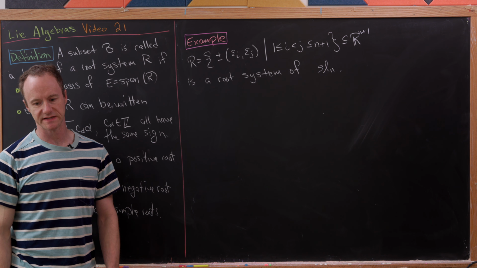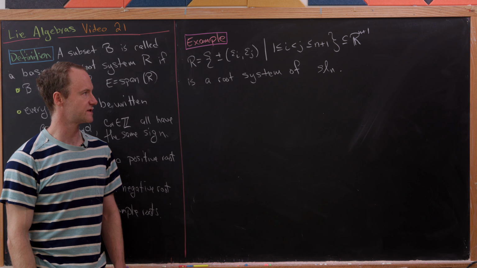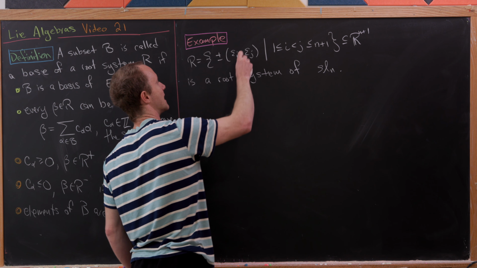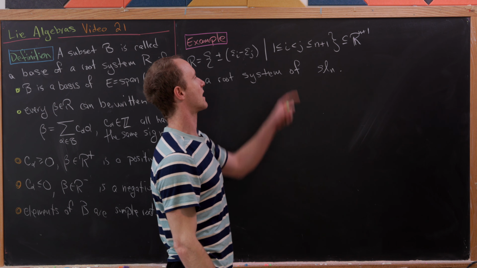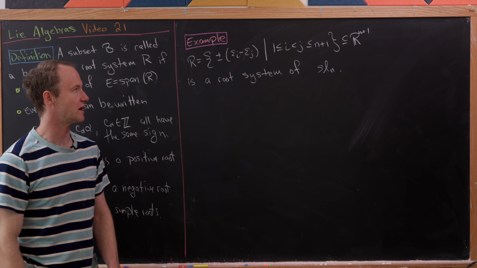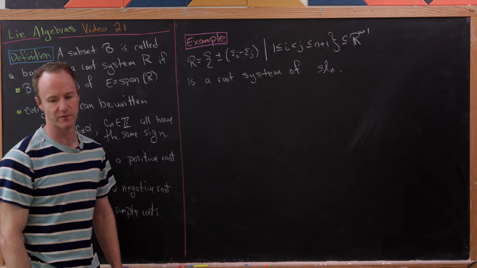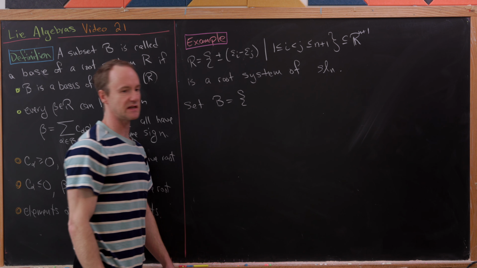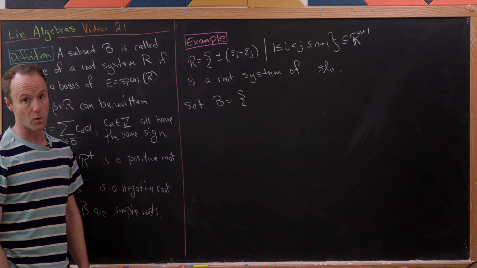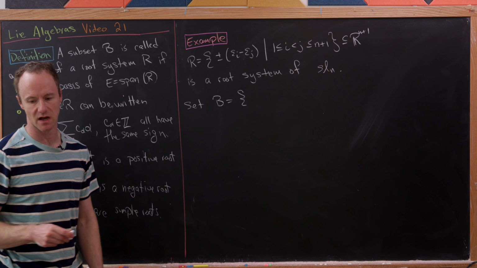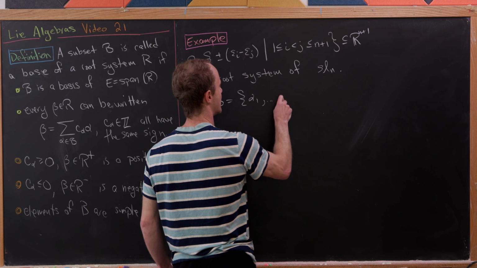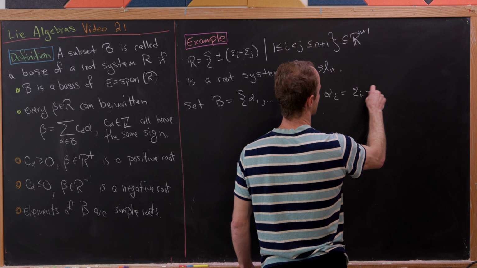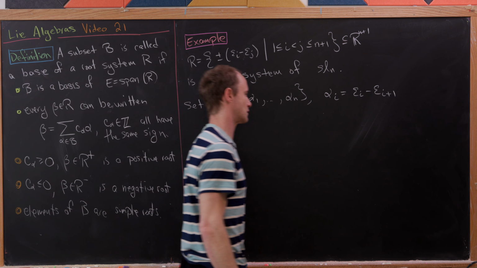Okay, so for our example, let's recall that a root system of SLN is given by plus minus epsilon i minus epsilon j, where i is always less than j, and they're both between 1 and n plus 1. So we looked at this before. And now let's notice that the following is in fact a basis for this root system, or a base of this root system. I'll call this alpha 1 up to alpha n, and I'll say that alpha i is equal to epsilon i minus epsilon i plus 1.